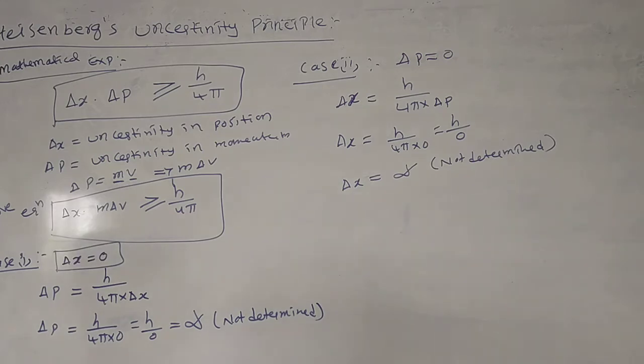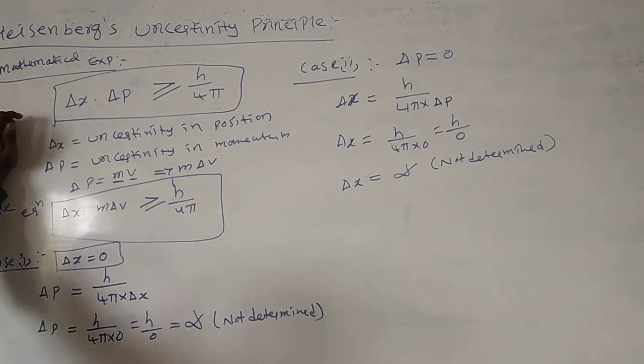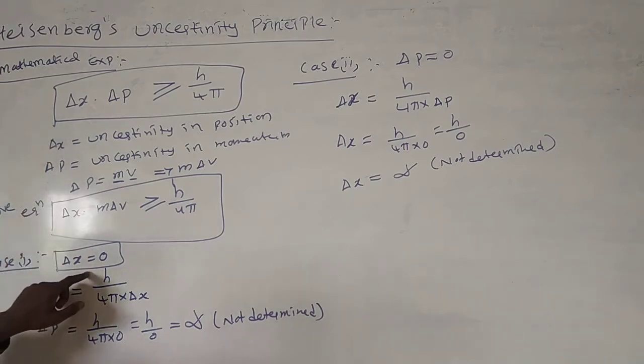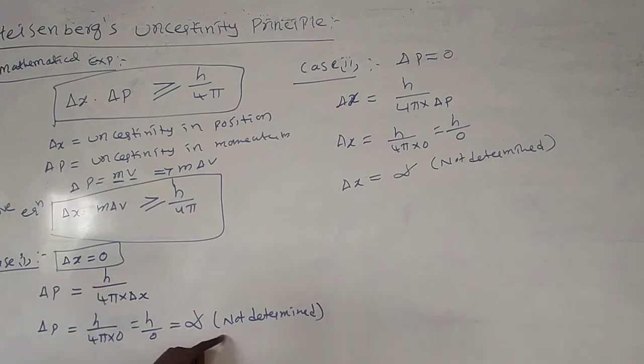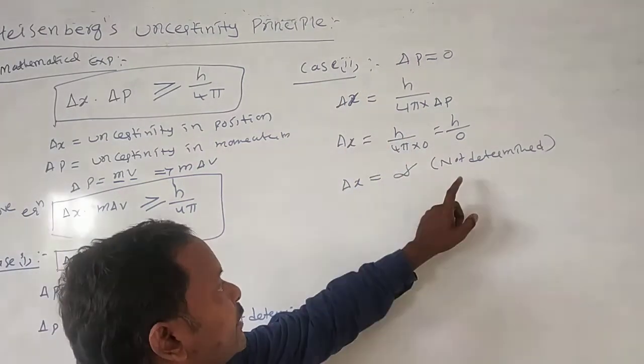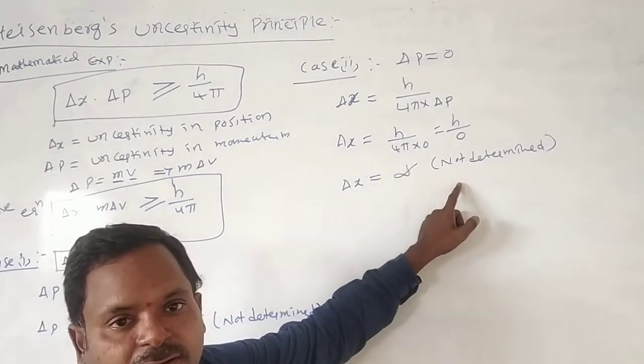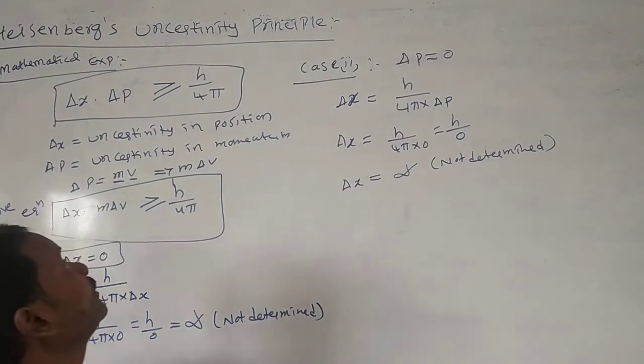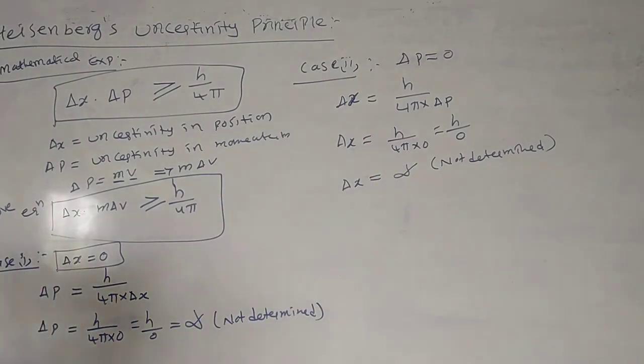What is the Heisenberg uncertainty principle? It is impossible to determine the position and momentum of an electron simultaneously. If you know the position, we can't determine the momentum. If you know the momentum, we can't determine the position. This we call Heisenberg's uncertainty principle.